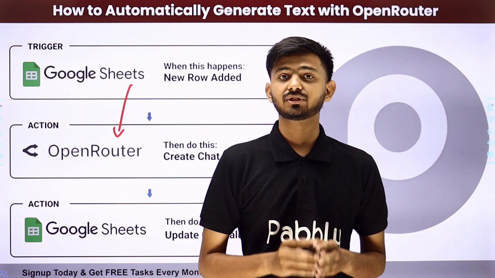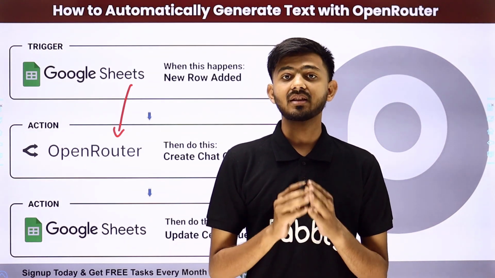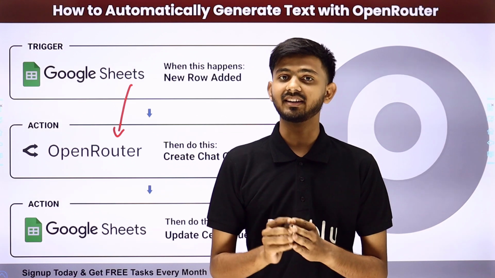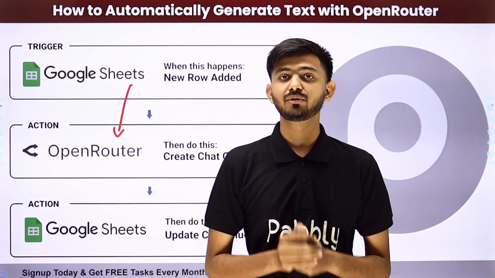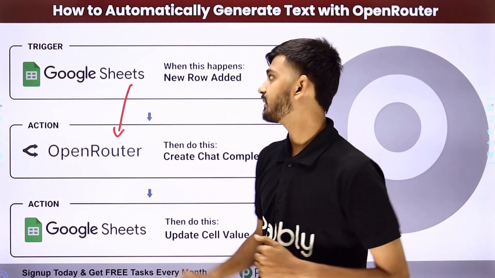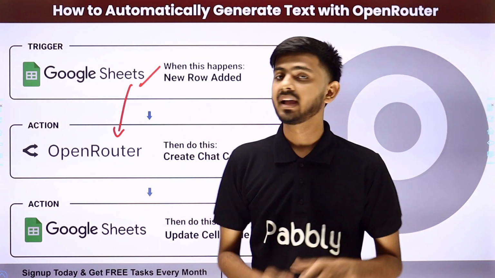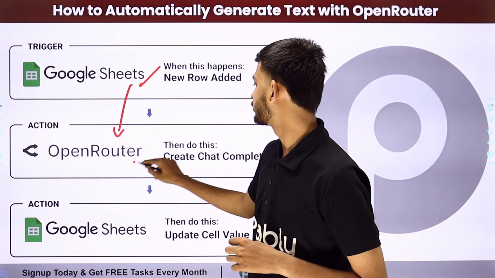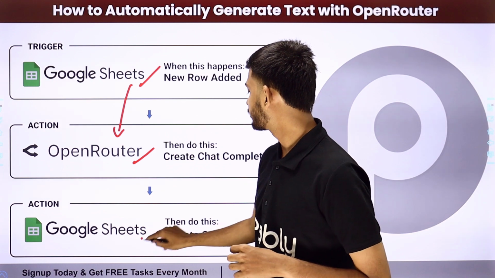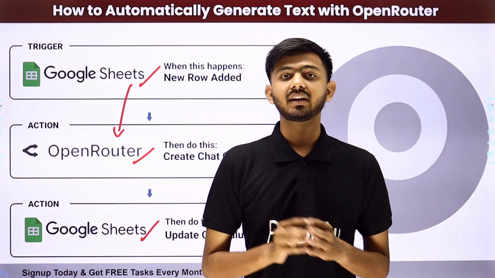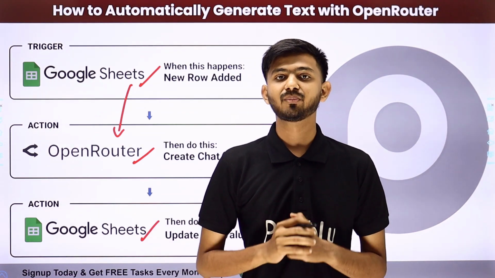For creating this integration, we are going to use Pabbly Connect, which is an amazing software for automation and integration. In Pabbly Connect, we are going to use trigger and action. In trigger application, we are going to use Google Sheets. In action application, first we are going to use OpenRouter and then we will use Google Sheets. So how am I going to create this integration? For that, let me take you to my computer screen.